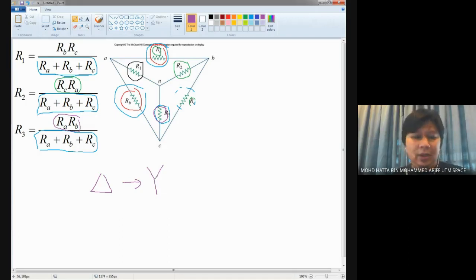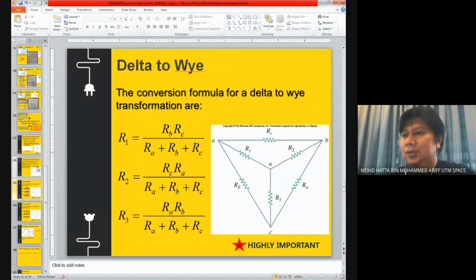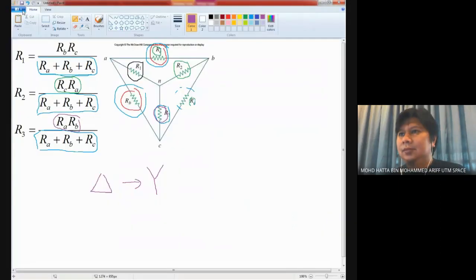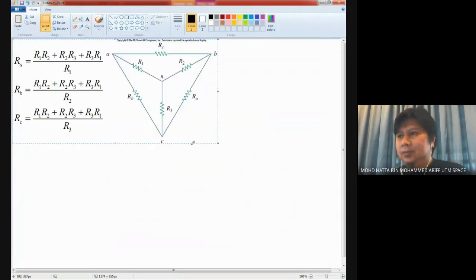Okay. If you try to calculate the transformation from Y to delta, Y to delta means that from Y connected resistors, three elements, into delta connected resistors. Okay. Of course, at first, we only have these three resistors, R1, R2, and R3, which are connected in star or Y.